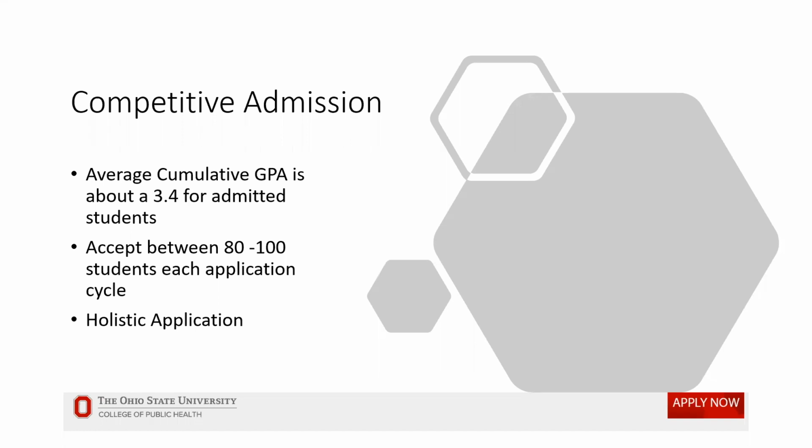And yes, this is a competitive review. The bullet points that I have here, know that these are not benchmarks. These are averages. So you might see that 3.4 average GPA. Again, that is an average. There have been students that have been admitted that were under that. Some were above that. It is going to be a holistic application review.